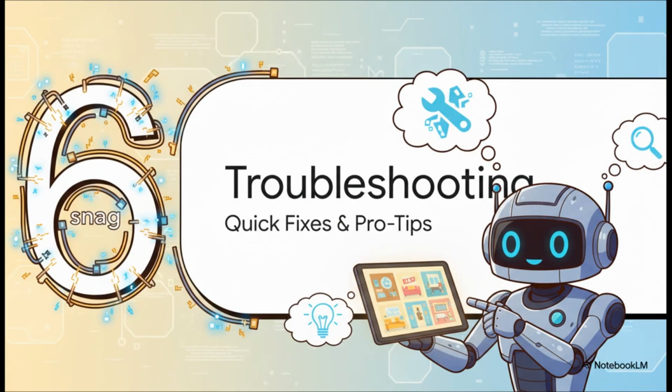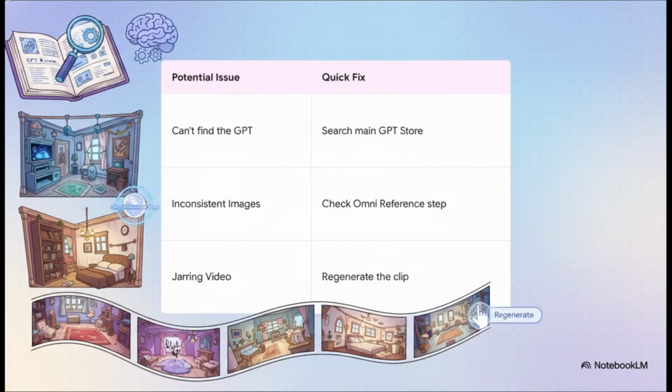Now look, even with the best instructions, you might hit a little snag. Don't worry about it, it happens to everybody. So here are a few quick fixes for the most common issues you might run into. If you can't find the GPT, make sure you're searching in the main GPT store, not just in your past conversations. If your images are looking like they're in different rooms, I can almost guarantee you forgot the Omni reference step, so just double check that. And if a video transition just feels a little weird or jarring, don't be afraid to just regenerate it. Sometimes the AI just needs a second try.